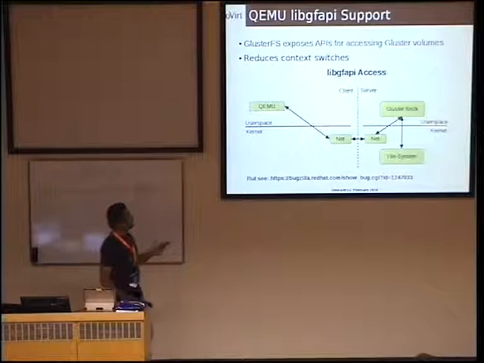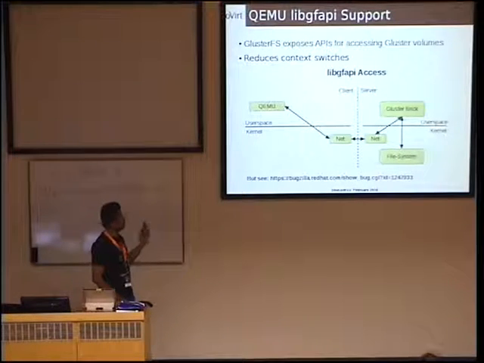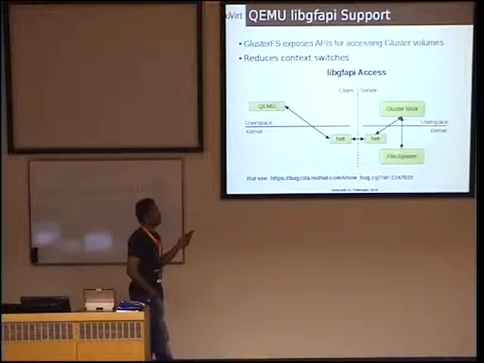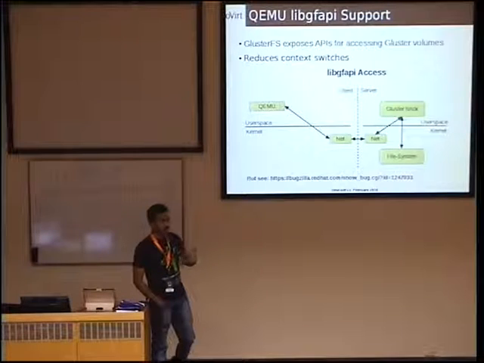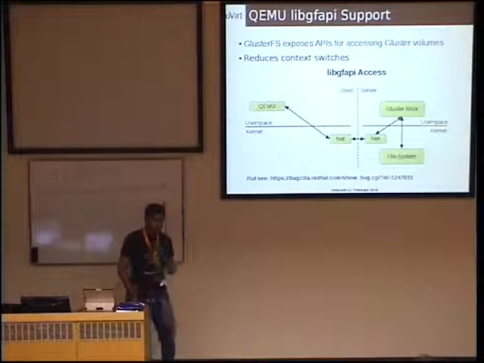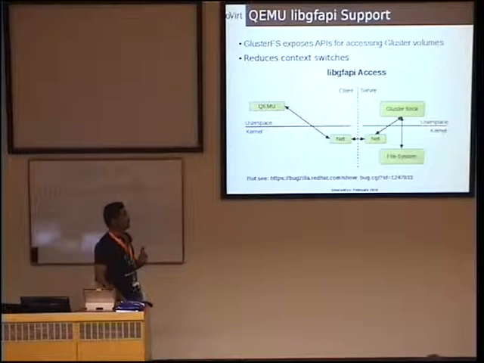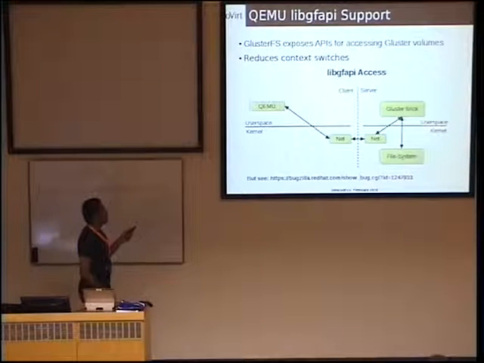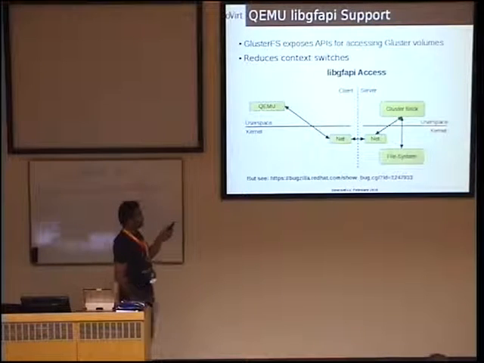So with this, QEMU supports this libgfapi API. With this, QEMU can directly talk to the GlusterFS brick and get the image or volume data, GlusterFS data. There is one bug or one RFE missing in this.